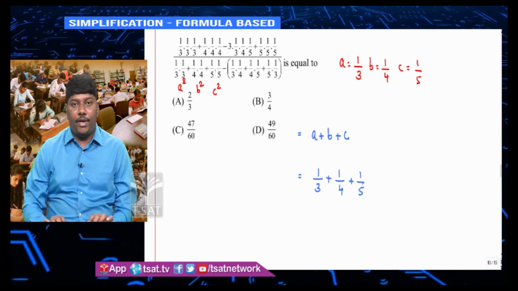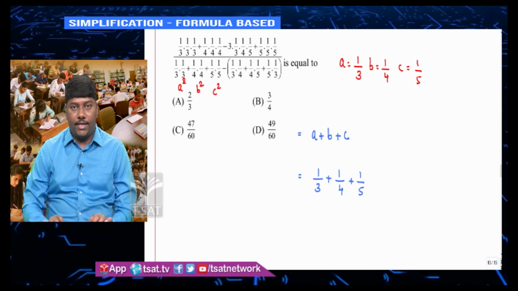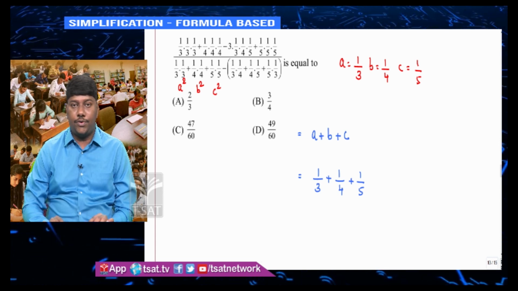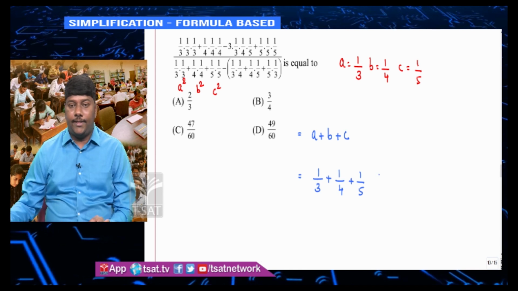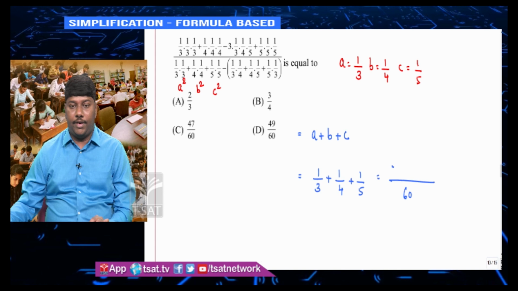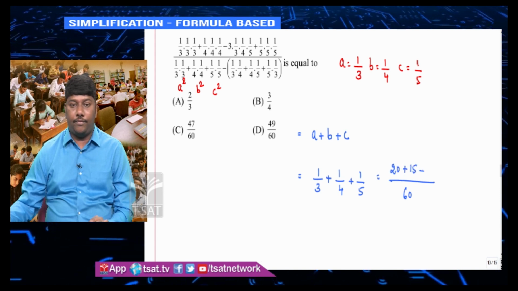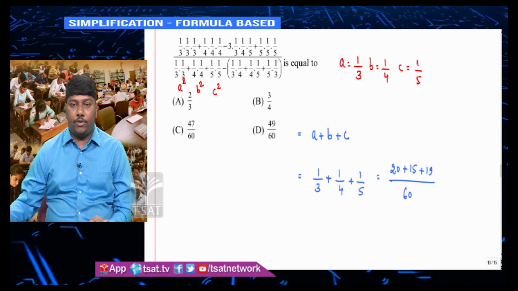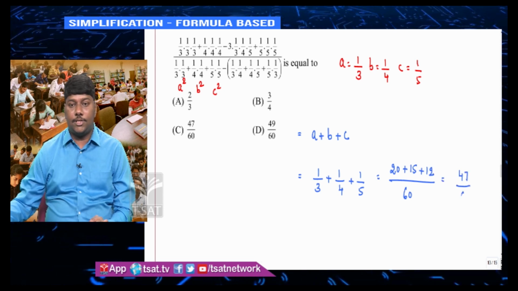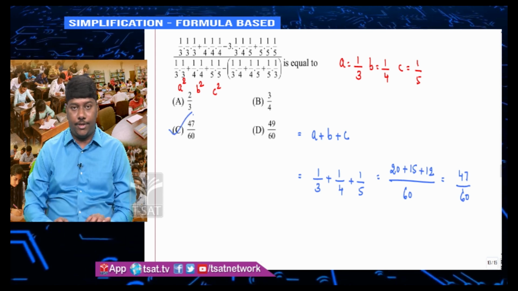It is in the form of A cube plus B cube plus C cube minus 3ABC divided by A square plus B square plus C square minus AB minus BC minus CA, which is equals to A plus B plus C. Take the LCM as 60. 4 into 5, 20, 3 20s, 4 15s, 5 12s. Therefore, it's going to be 47 divided by 60. So, answer is 47 divided by 60.